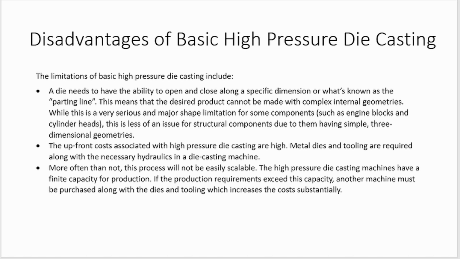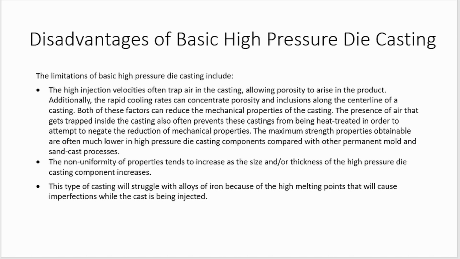The high injection velocities often trap air in the casting, allowing porosity to arise in the product. Additionally, the rapid cooling rates can concentrate porosity and inclusions along the center line of a casting. Both of these factors can reduce the mechanical properties of the casting. The presence of air that gets trapped inside the casting also often prevents these castings from being heat-treated in order to attempt to negate the reduction of mechanical properties.